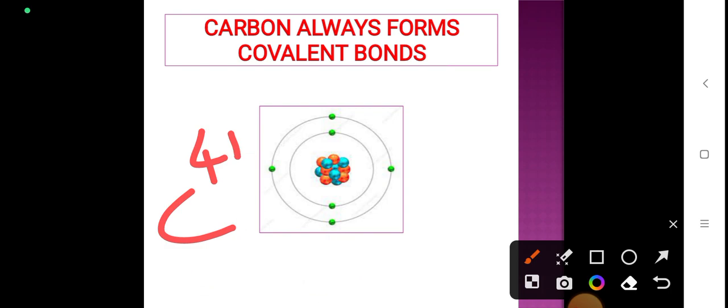Hence, carbon doesn't form ionic bonds or metallic bonds, but since carbon is a non-metal belonging to group 14, it will always prefer to form covalent bonds, that is by mutual sharing of electrons.